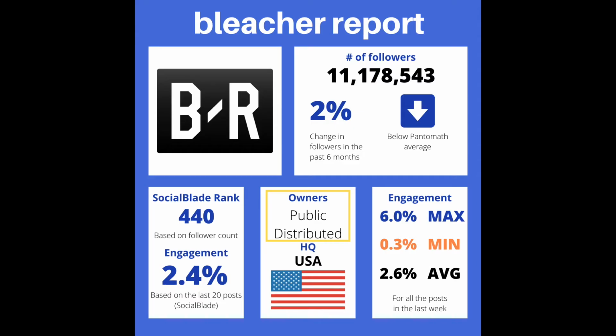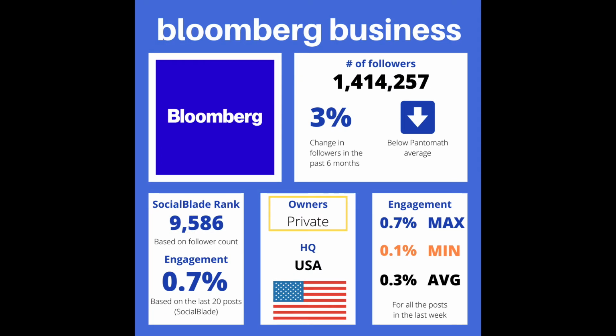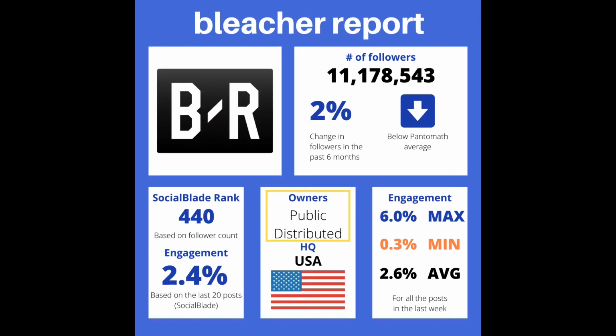We have a few categories for owners: public distributed, public concentrated, privately owned, and state owned. Public distributed means that the shares of the news agency are traded in the stock exchange, and the stocks are held by a number of people. Therefore, there's no single individual who owns it, or no single group, or no single family.